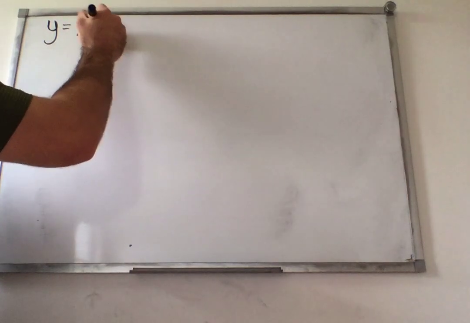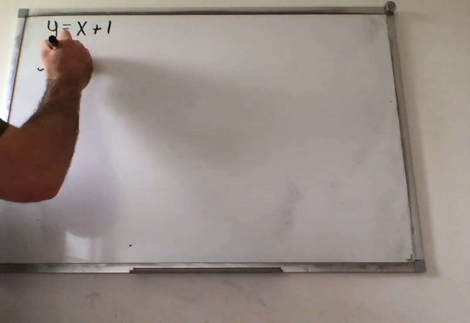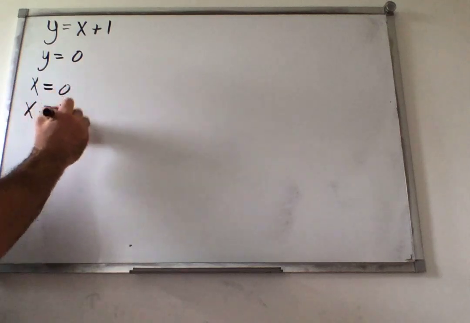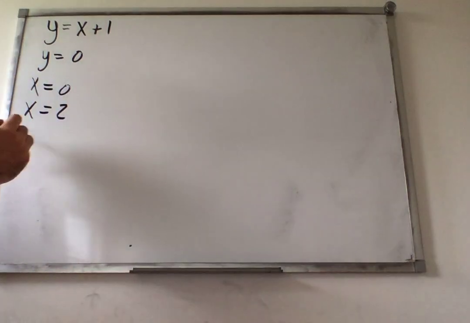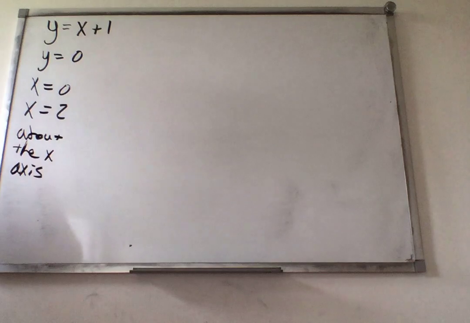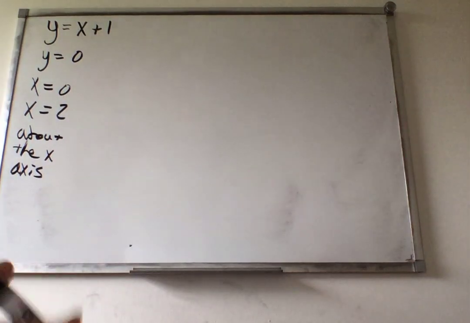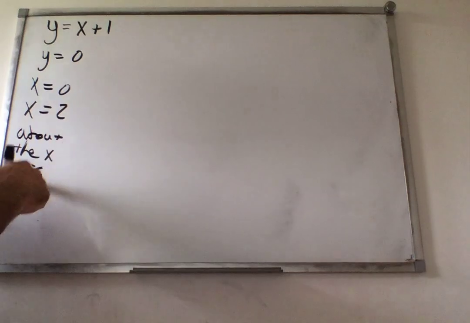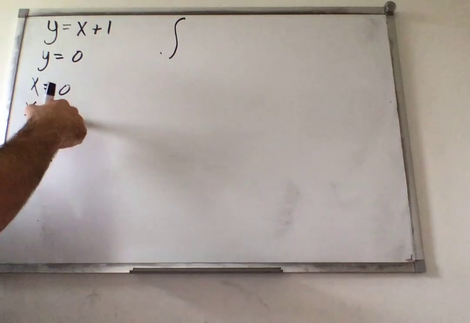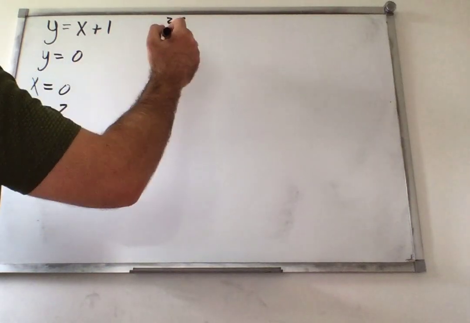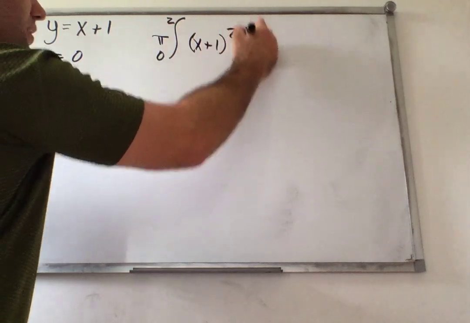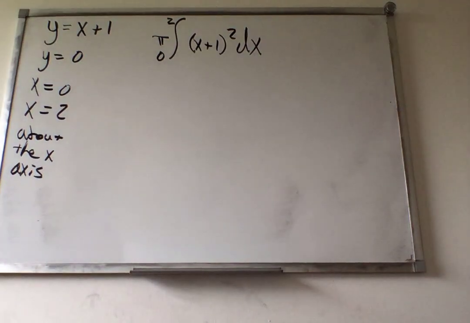But y is equal to x plus 1, y is equal to 0, x is equal to 0, and x equal to 2. And we're revolving about the x-axis. Now this is important, whether you're revolving around the x-axis or around the y-axis. Since we're revolving around the x-axis, it's going to be the integral from 0 to 2, with the pi out here, x plus 1 squared dx. Our function being squared dx.